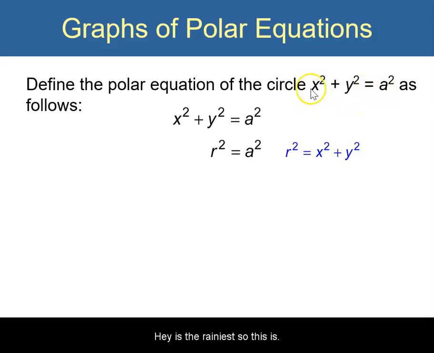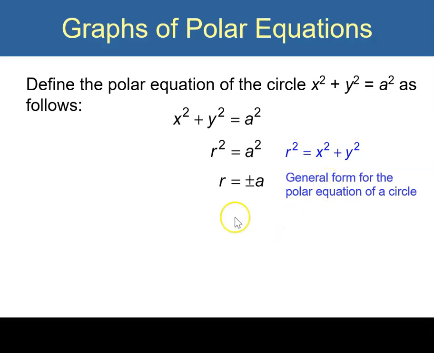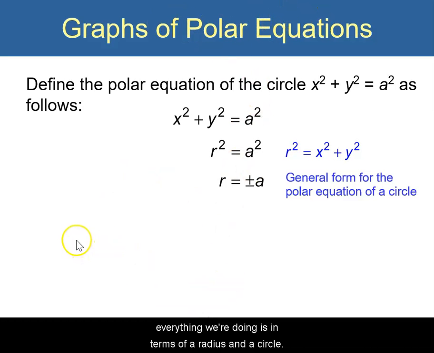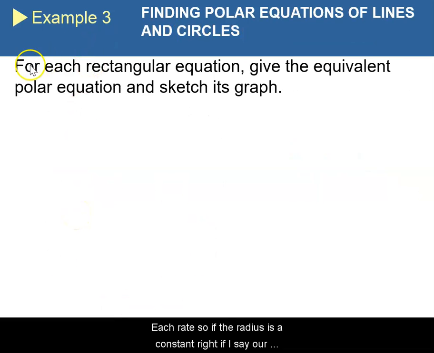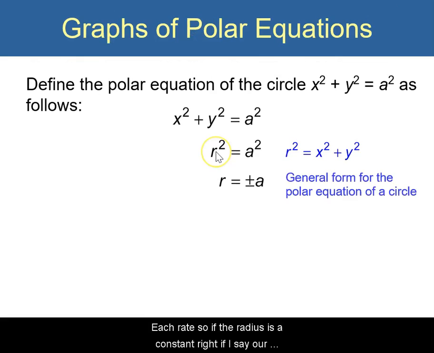A is the radius, so if this is the radius of the circle, there you go, right? So r equals plus or minus a when we square root both sides. And that's why it's polar equations, because everything we're doing is in terms of a radius and a circle, right? So if the radius is a constant, if I say r equals 5, well, it makes sense that it's a circle of radius 5, if you think about it that way.